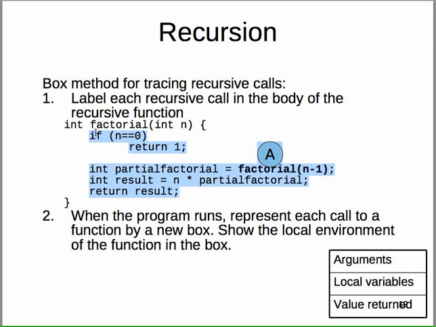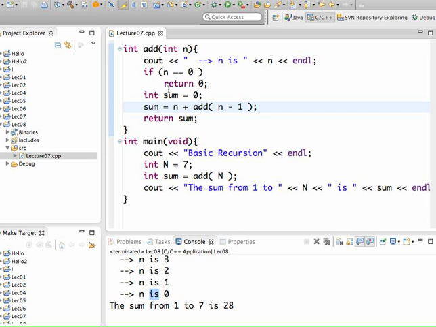Okay, so in the next few slides I'm going to show you this box method, and this is a method that's used in many data structures books. It's not used in the Savage book, but something very similar is in the Savage book. So just hold on for a little bit, because I'm going to show you how to set up this function and run it. And I'll show you how you can transform this add function to the factorial function.